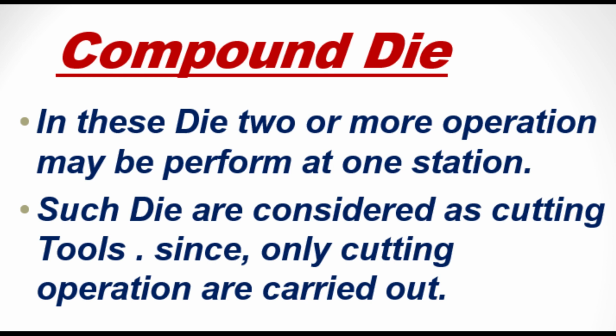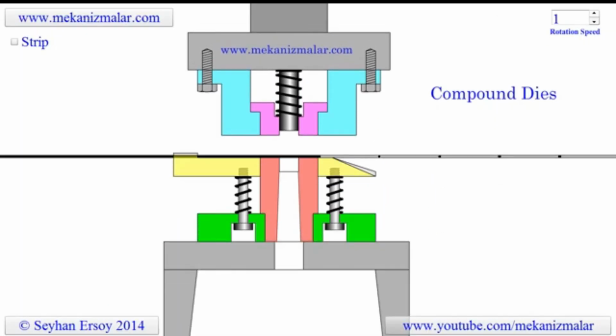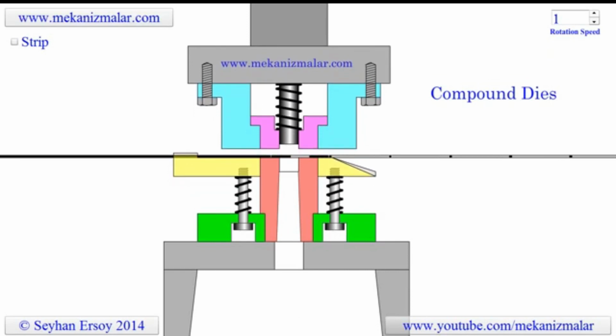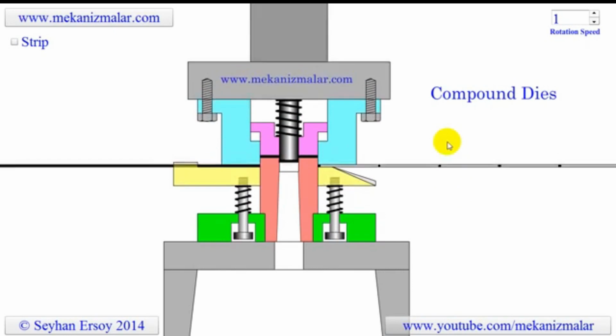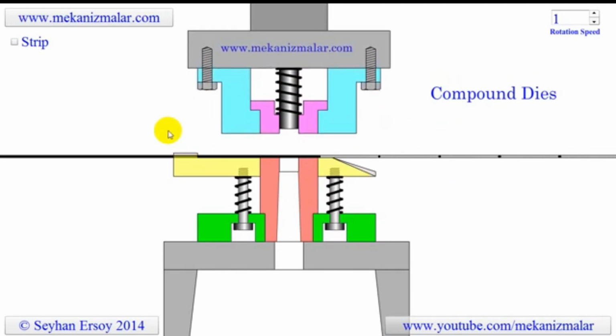Compound die. In a compound die, two or more operations may be performed at one station, but only cutting operations can be done in this type of die, like blanking or piercing. Here you can see a washer tool. The washer tool is the best example of a compound tool. The advantage of a compound die is that the production rate is very high.